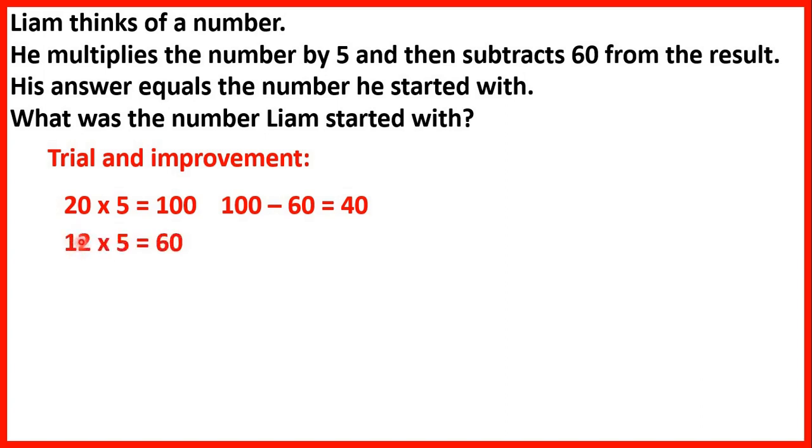If we use 12, 12 times 5 is 60, but then his answer, so 60 minus 60, would be 0, and 0 is not the same as 12. So when we tried 20, what we got was too many, and when we tried 12, what we got was too few. So we know that we need to try a number between 12 and 20. So then if we tried 15, we'd find that it would work because we get 15, and that's the number we start with.